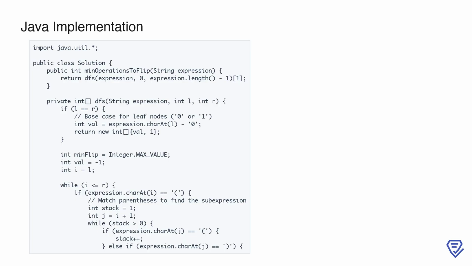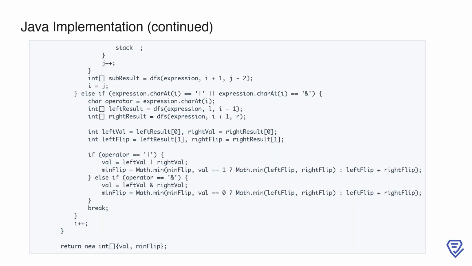Beyond the base case, we initialize variables to track the minimum flips required and the computed value of the expression. These will be updated dynamically as we parse through the expression. The loop begins at the starting index L, and we use it to examine each character within the range, paying special attention to parentheses for sub-expressions. When encountering an open parenthesis, we need to identify the full sub-expression it encapsulates. A nested loop helps us match the parentheses by keeping track of their balance using a stack variable. Once the closing parenthesis is located, we recursively call DFS on the sub-expression inside those parentheses and adjust our position to continue parsing.